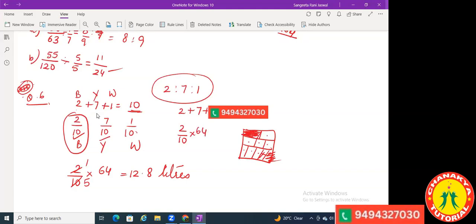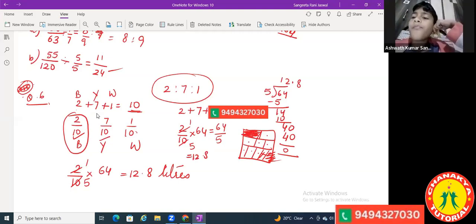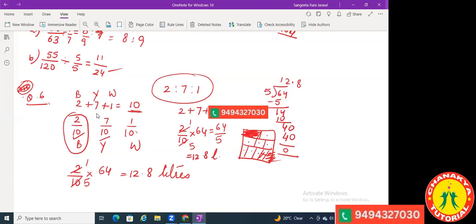So 2/10 of 64 will be, 2 ones are 2, 2 fives are 10, so 1/5 of 64. When I divide 64 by 5, I get 5 ones are 5, 5 twos are 10, I get 4. Then I put 0. I get a decimal point. 5 eights give me 40, and I get 0 here. Understood this? So this is how I get 12.8 liters. Right? Now you understand?